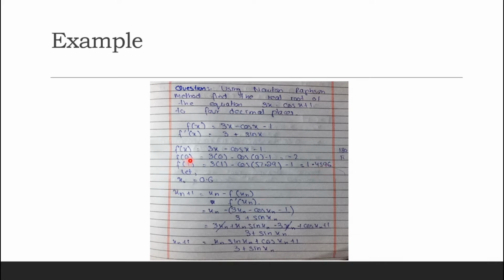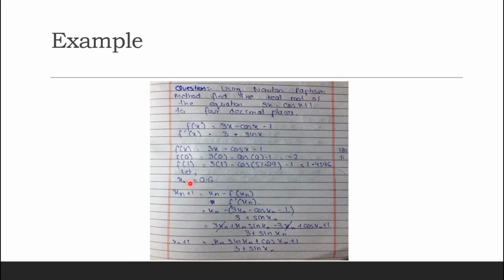Now the interval is 0 and 1. We have to take a number between these. We cannot take 0, neither can we take 1. We have to take any number between these. So here we have taken x equal to 0.6.